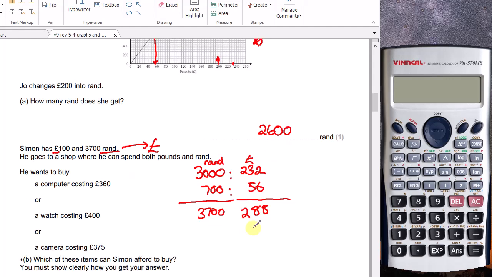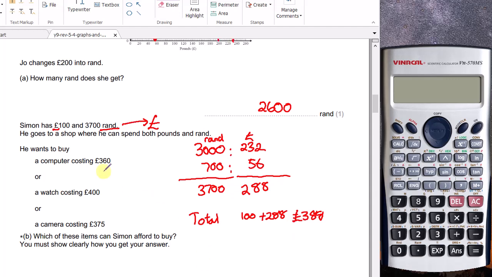He also has £100. So total in pounds is 100 plus 288, which is £388. Which devices can he buy? It looks like he can buy a computer, he can buy a camera, but he can't buy a watch. Okay, so he's got a total of 388.